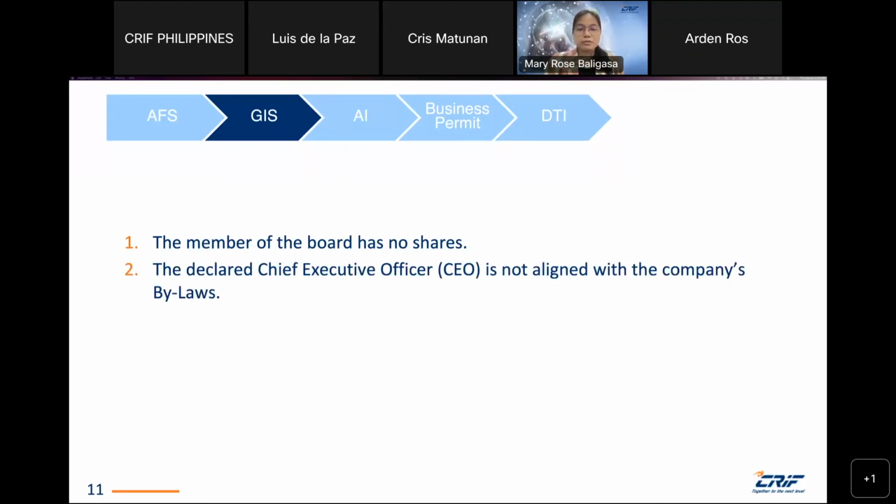For number 2, the declared CEO is not aligned with the company's bylaws. For example, in bylaws, it was stated that the CEO must be the president.